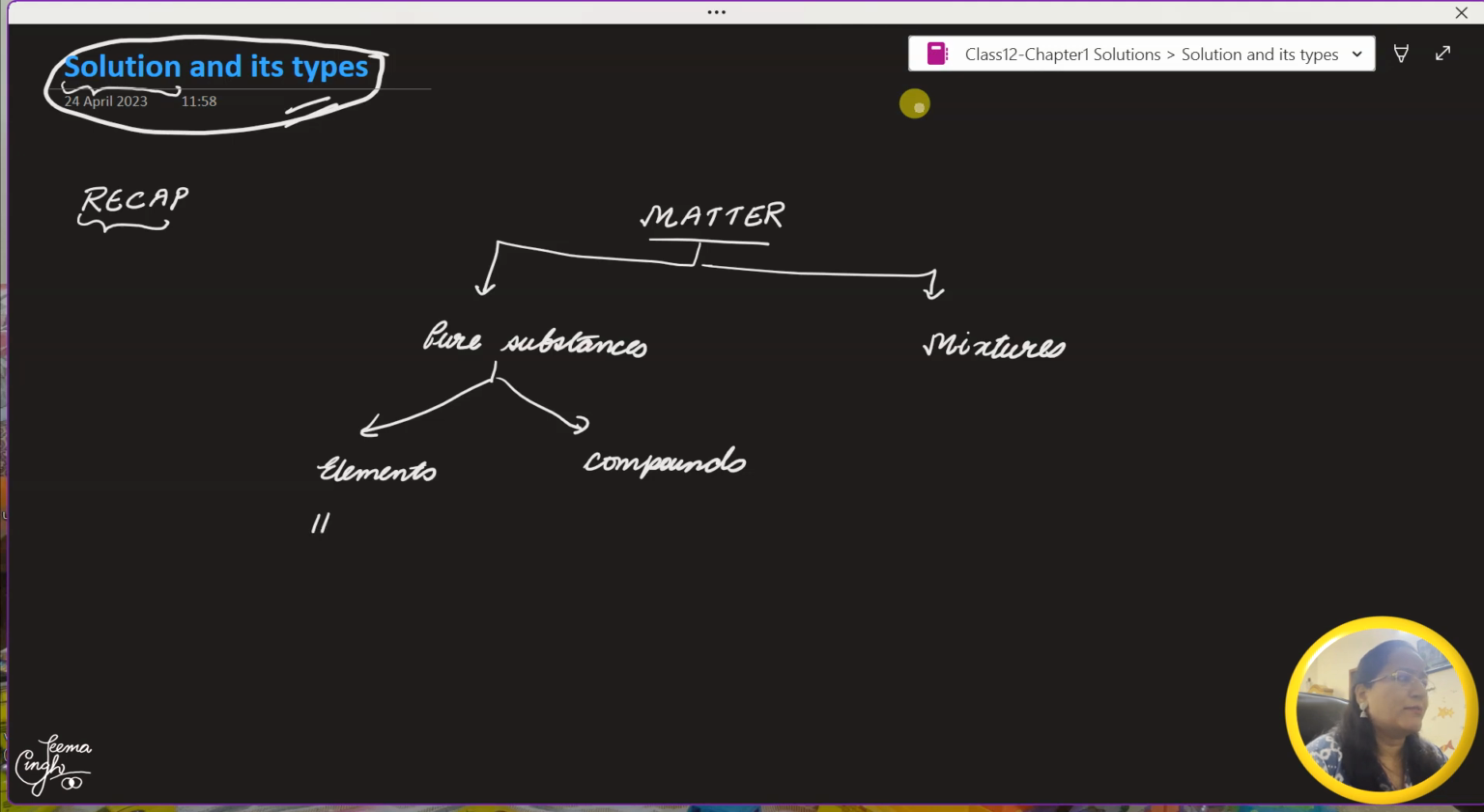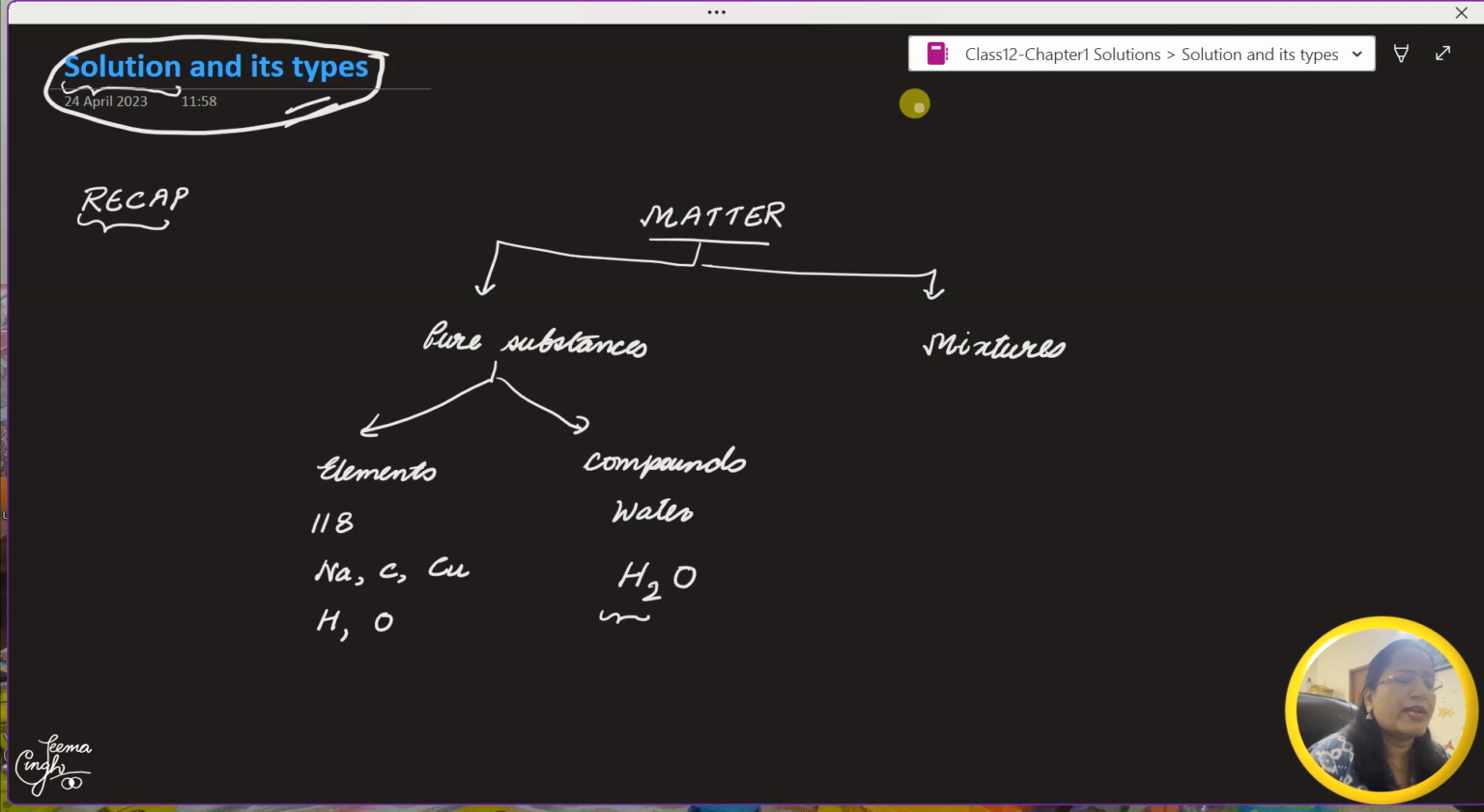In your periodic table, there are 118 well-known elements. For example, sodium, carbon, copper. These are all elements. Then we have compounds. When two or more elements combine together in a definite ratio, they form compounds. For example, water. So you have two elements, hydrogen and oxygen. And when they combine, the ratio is 2 is to 1.